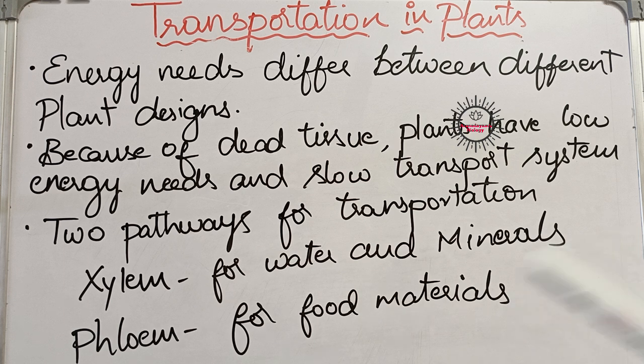Moreover, plants do not move from one place to another place just like animals, isn't it? We will move from one place to another place, that's why we need more energy. But plants are stationary, they cannot move from one place to another place. And plants have a large portion of dead tissue also in them. Plants have dead tissue like cork, we know cork. It is made up of dead tissue, and we have xylem fibers, phloem fibers like this. A large portion of dead tissue is present in plants. That's why plants have low energy needs. They cannot move from one place to another place. In addition to that, they have dead tissue also.